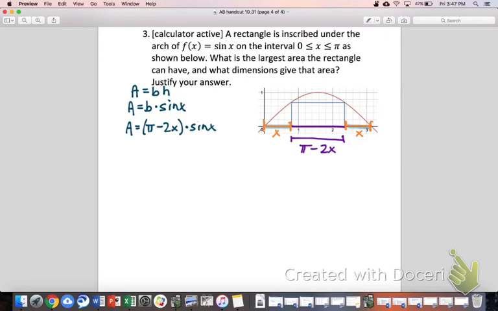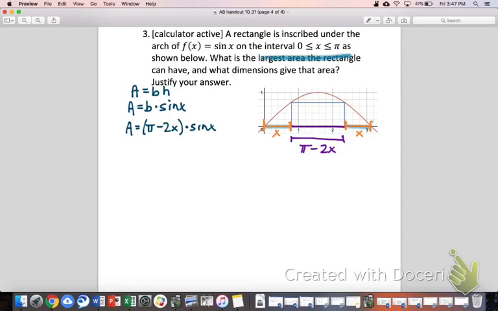So go ahead and pause the video and try it, and push play when you're ready to see the full rest of the solution. Okay, if we are trying to maximize area, we need to set area prime equal to 0. So the first thing I need to do is find area prime.